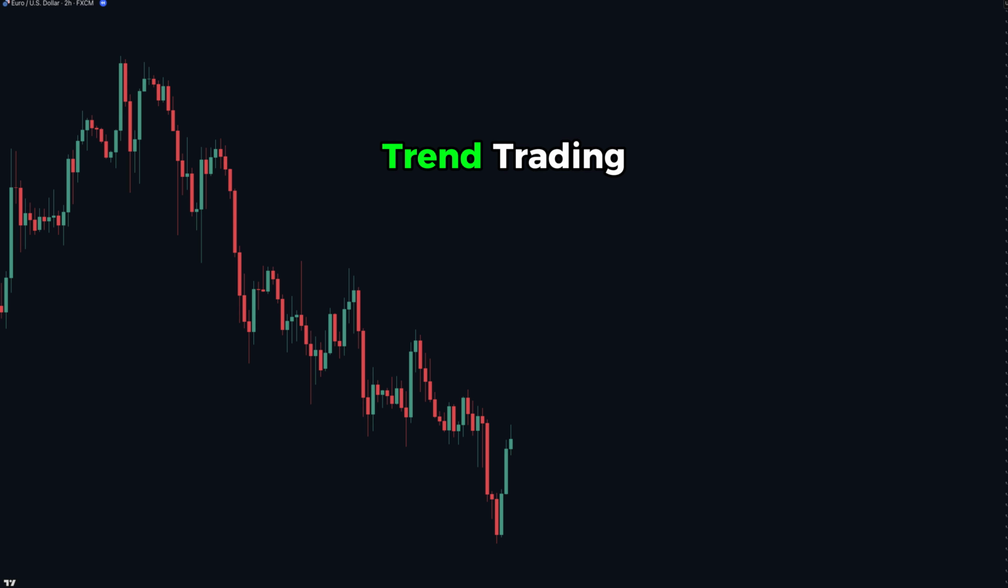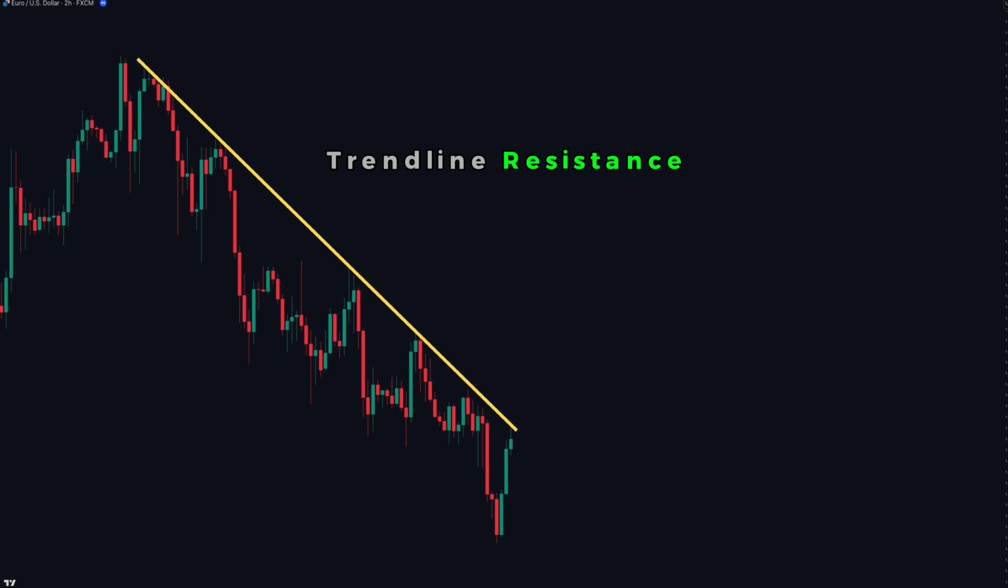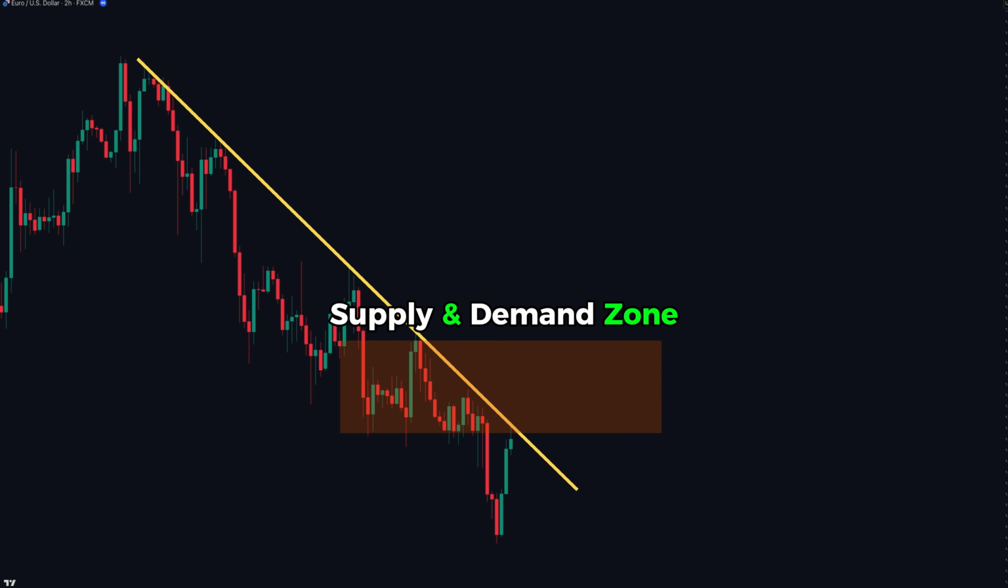One of the best ways to trade with trend lines is to look for areas where trend line support or resistance lines up with another key level. This is what we call a high confluence zone. A confluence zone is where multiple signals agree, maybe a trend line, a horizontal level, or a supply and demand zone. When they line up, that area becomes highly watched by many traders, and that's important because when lots of traders are watching the same area, you often get stronger reactions from price.